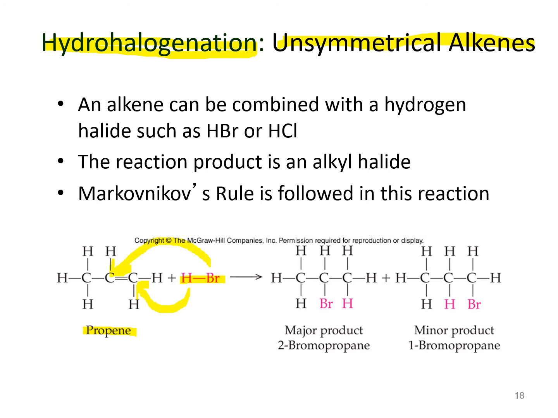But the problem is that we have got 2 options in this case: the hydrogen can go to the central carbon, or the bromine can go to the central carbon. And this will result in 2 possible products. In one of the products, the bromine is attached to carbon number 2 here, and the minor product is 1-bromopropane. In this one, the bromine is attached to carbon number 1. So there are 2 possibilities in such reactions when hydrohalogenation occurs with unsymmetrical alkenes.